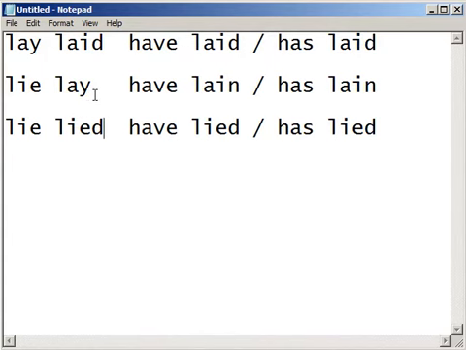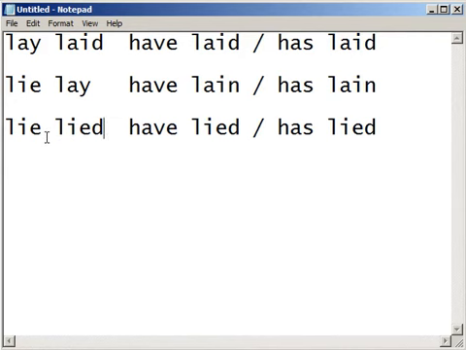The past participle of lie is lain with an N. So it's I have lain on the ground. He has lain on the bed, i.e. in the past. There's also one more version of the verb to lie.